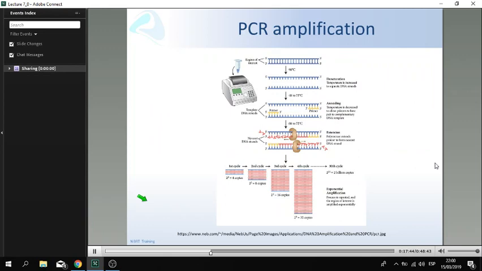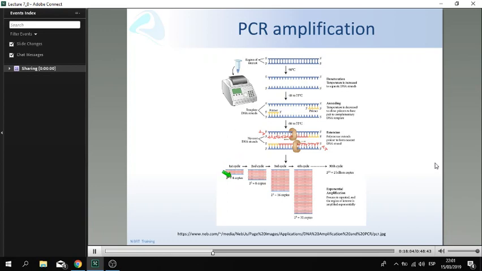So that's shown a bit more here. If we heat and denature our DNA, separating it into two single strands, when we cool it down, primers can anneal to both sides of the gene that we want to copy. Then Taq polymerase comes in and copies this part of the gene.